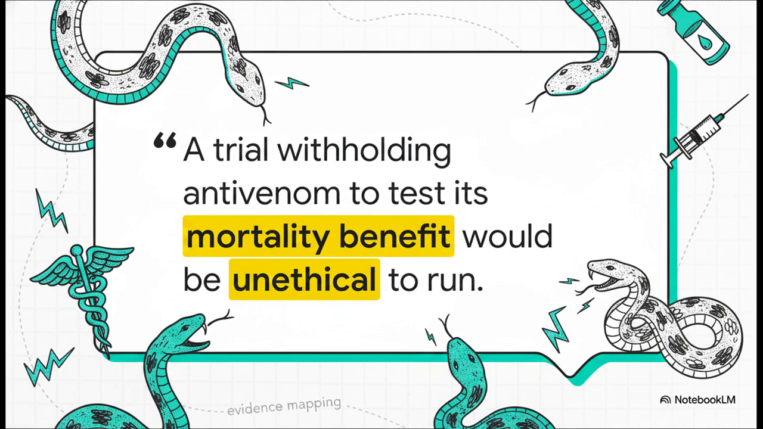Why don't the RCTs show a benefit? Well, because a randomized controlled trial that withheld antivenom from envenomed patients in order to test its mortality benefit would be fundamentally unethical to run. You cannot take a group of patients bitten by venomous snakes, give half of them the life-saving cure, give the other half a placebo, and just wait to see who survives. It would literally be a catastrophic ethical violation.